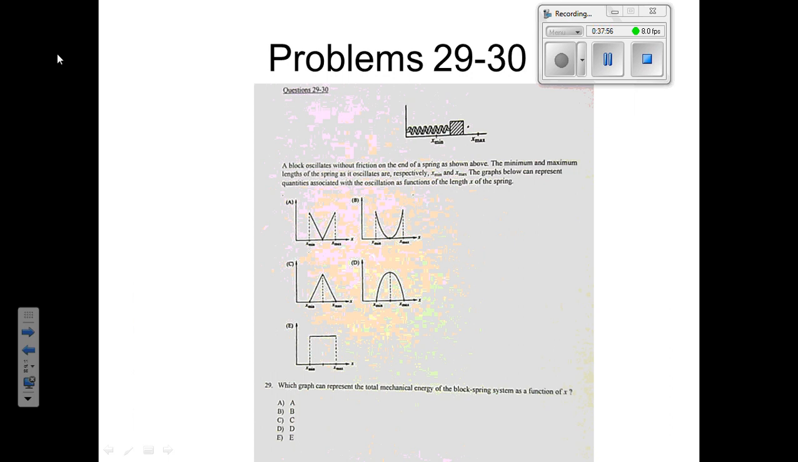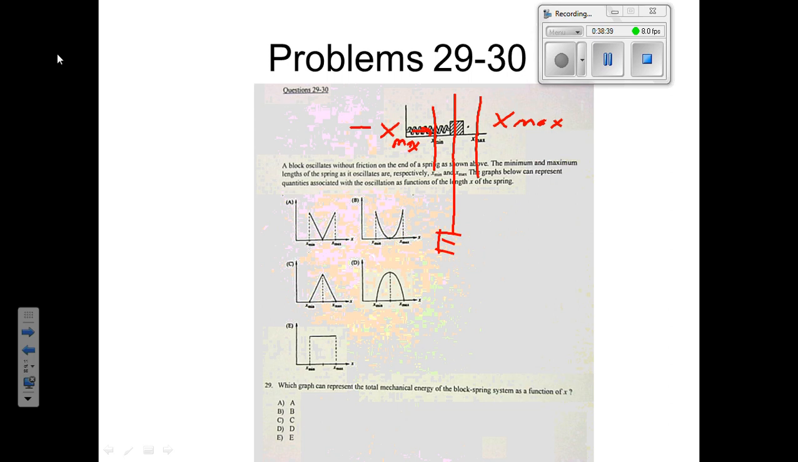All right, this is the last set of questions, 29 to 30. 29 to 30 is again another horizontal oscillator, mass on a spring. It says, a block oscillates without friction at the end of a spring as shown above. The minimum and maximum lengths of the spring as it oscillates are respectively x minimum and x maximum. So here's our maximum displacements. Right here, that's equilibrium. This is x max, and this is negative x max, right here.